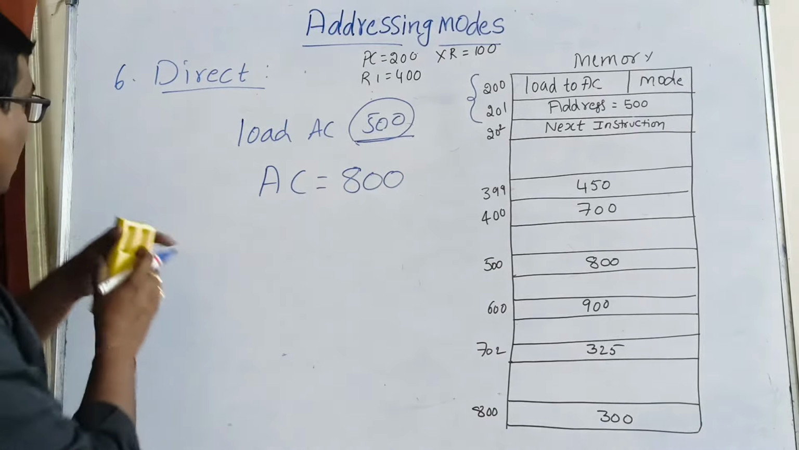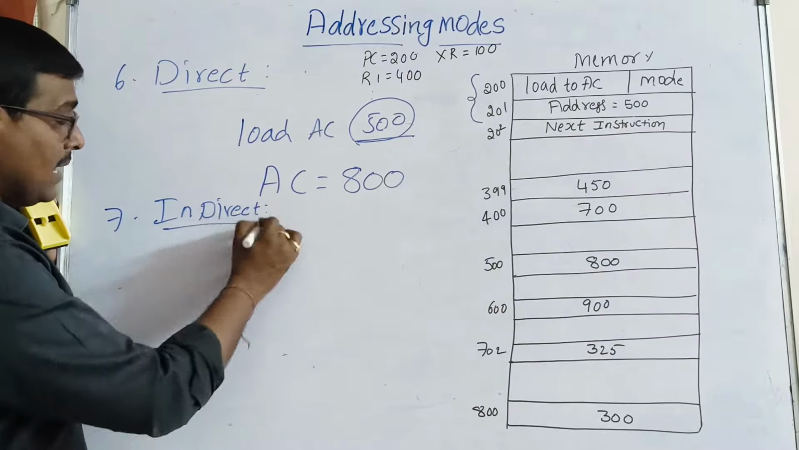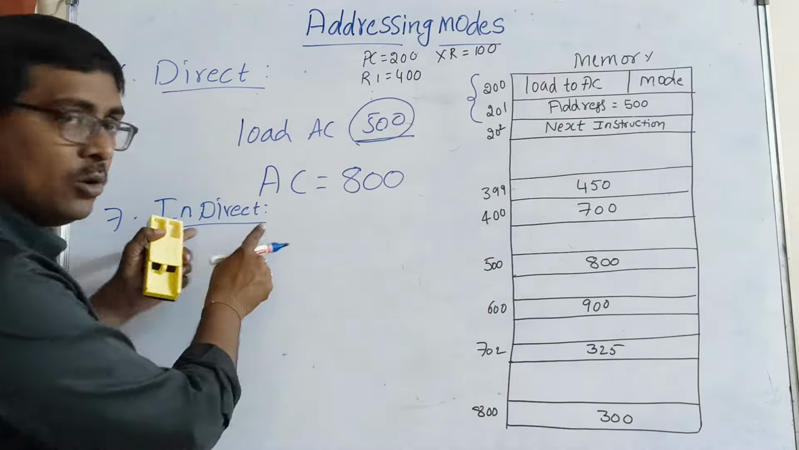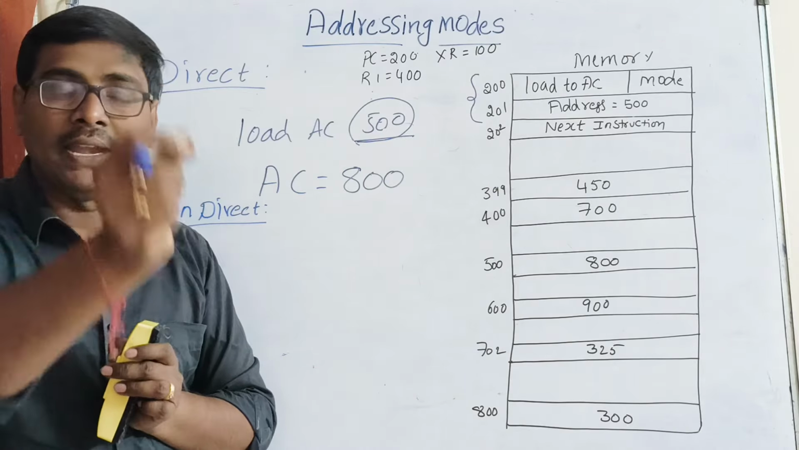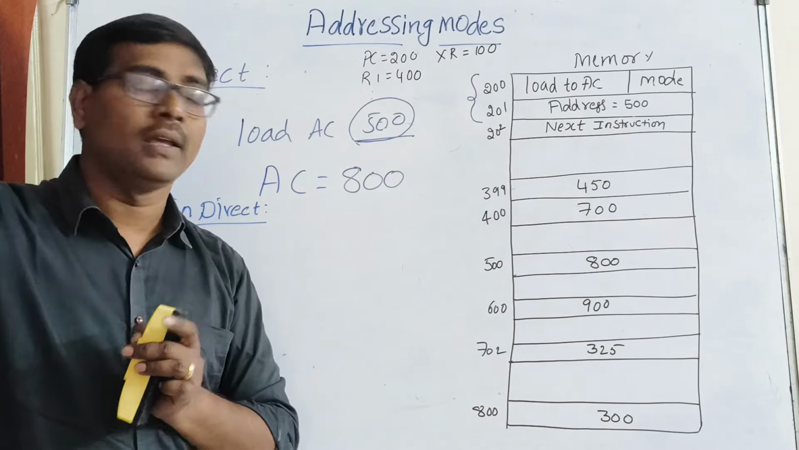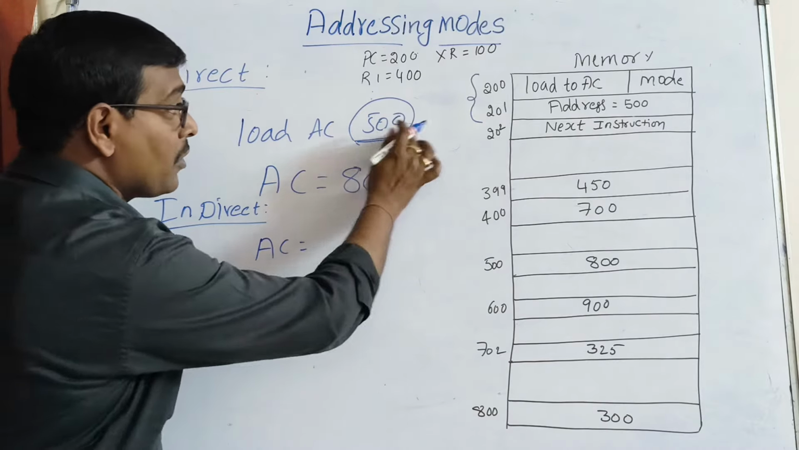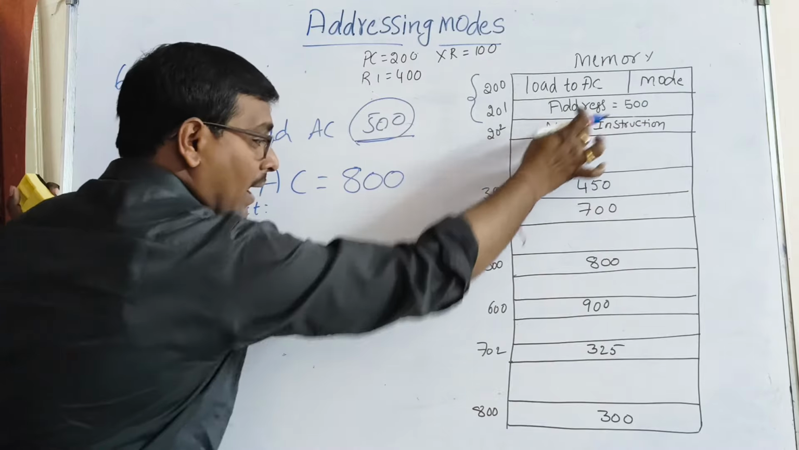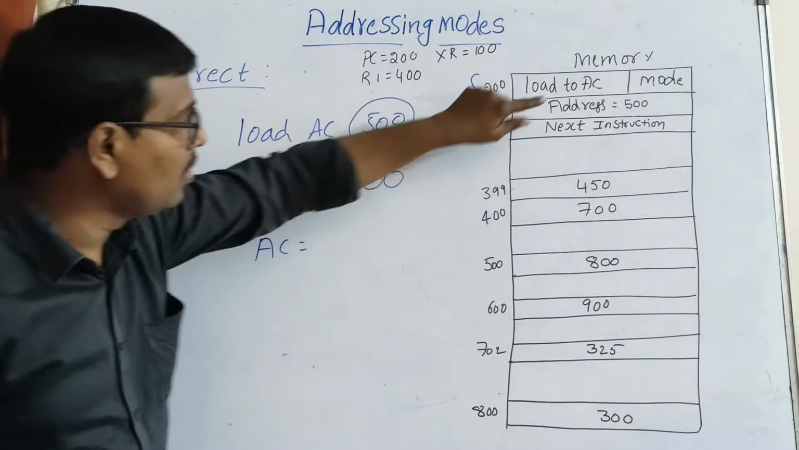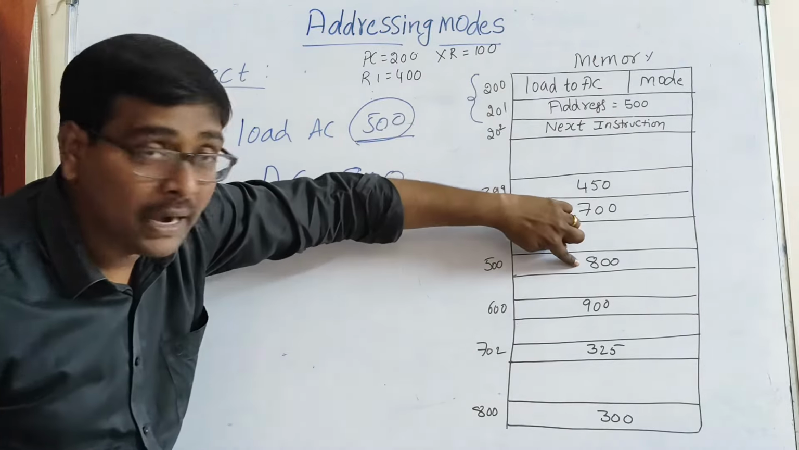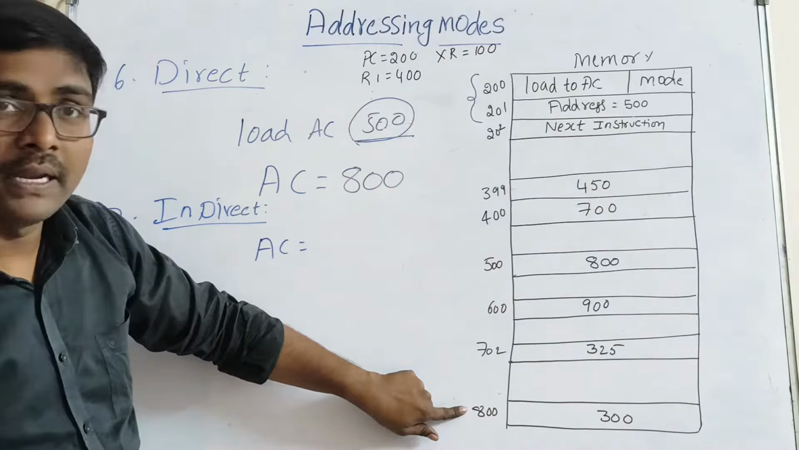Now similar to that is the indirect addressing mode. In the indirect addressing, it is almost similar to register indirect. What is the register indirect? The register contains the address of the operand. Here similarly, first move to 500, then again move to another location. In the direct mode, at 500 my operand is available. In the indirect mode, at 800 my operand is available.